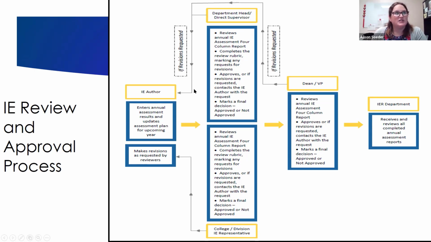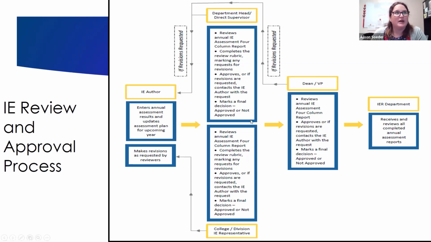If there are no revisions requested, or at the time that the revisions are supplied, you could mark the rubric as approved. Then you would have that final review decision as approved or not approved. Our IE representatives and our department head direct supervisors all complete the same level of review simultaneously, and this level of review is what we would like to see completed by September 15th.